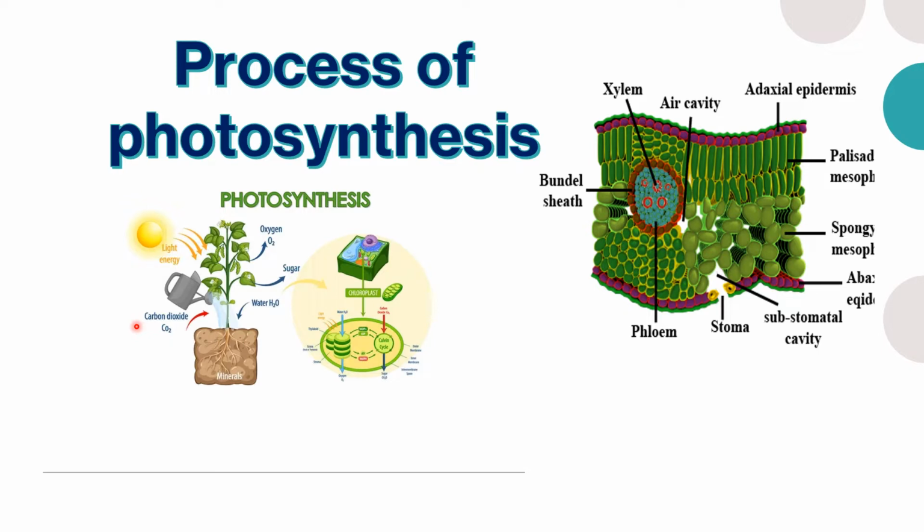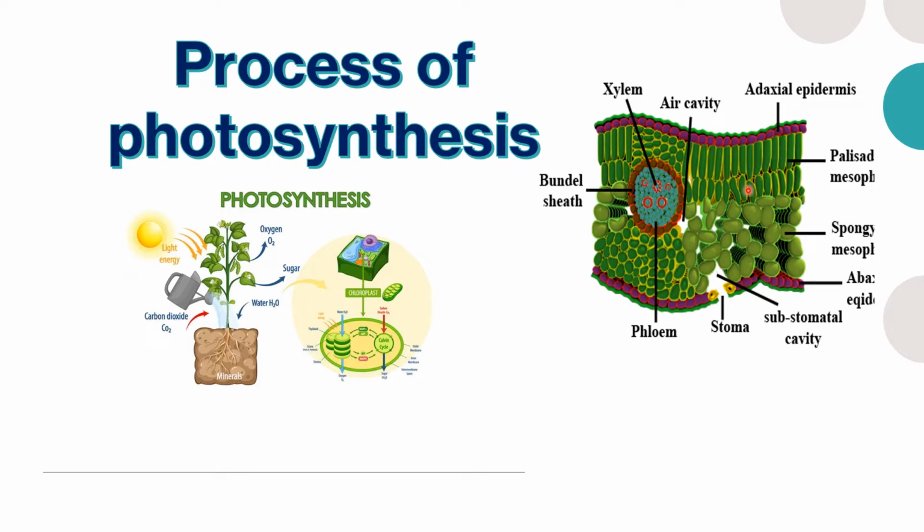How do the plants produce these end products? We are discussing that. Here you can see the TS of leaf. This topic you already learned in the chapter transpiration, the structure of leaf. There are two types of mesophyll cells. Here you can see these are palisade mesophyll cells, then these are spongy mesophyll cells.